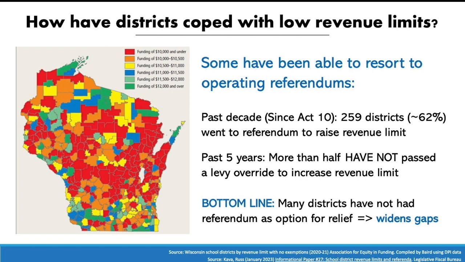Although the vast majority of those ballot measures passed, over the past 5 years, more than half of all Wisconsin school districts have either failed or not gone to referendum at all. In effect, referendums have widened the disparities between districts that revenue limits put in place in 1993. We'll talk more about referendums in a moment.